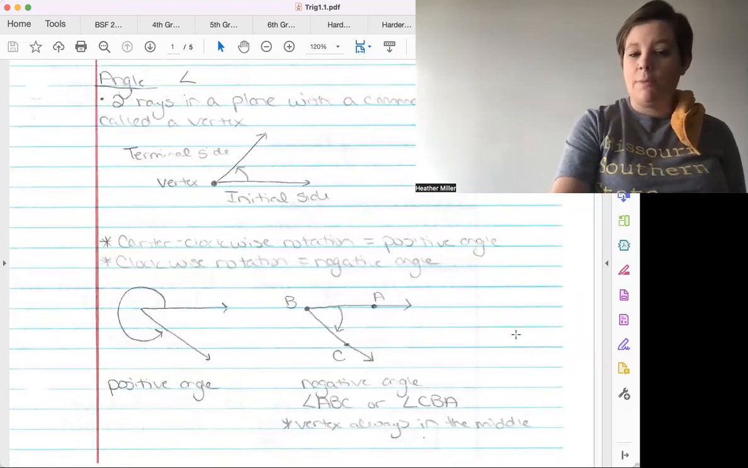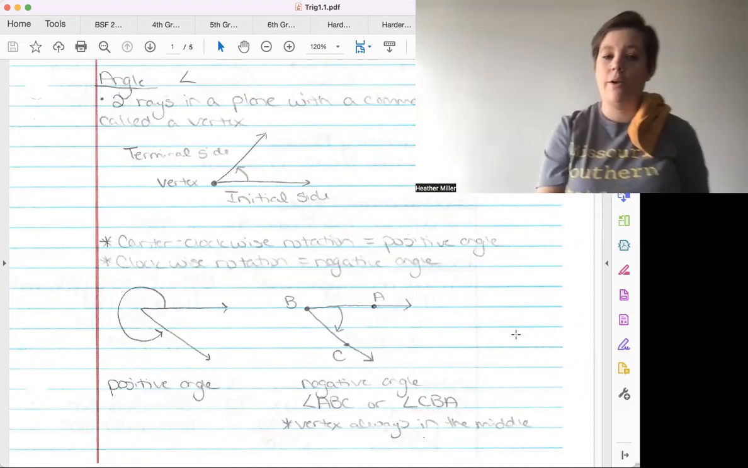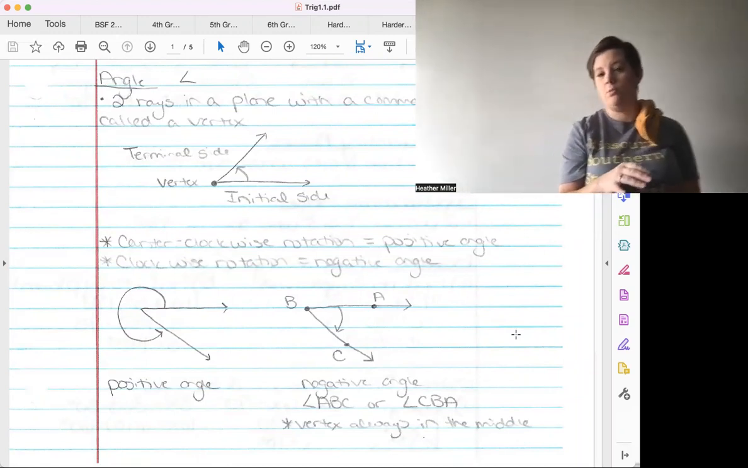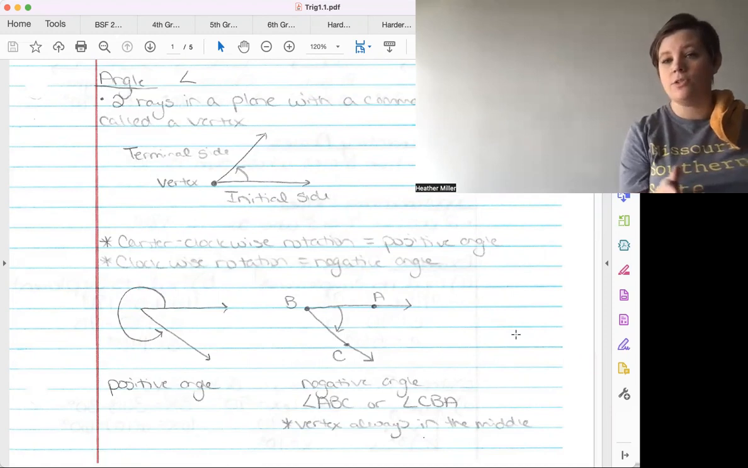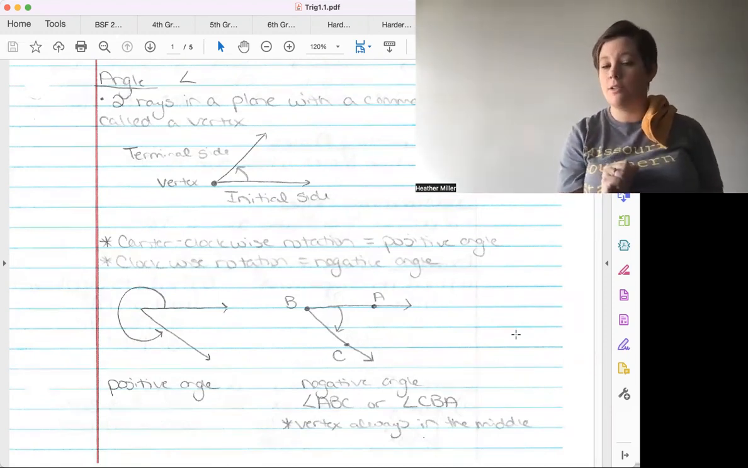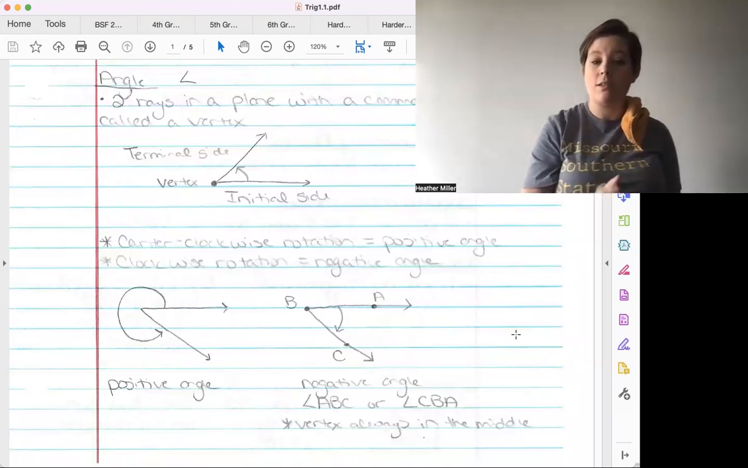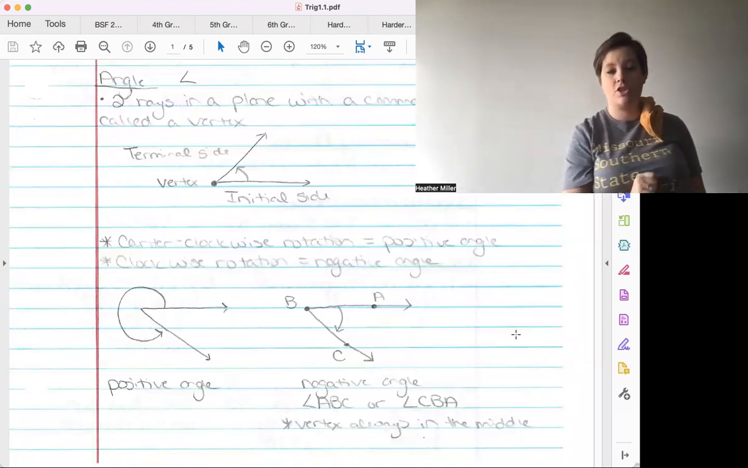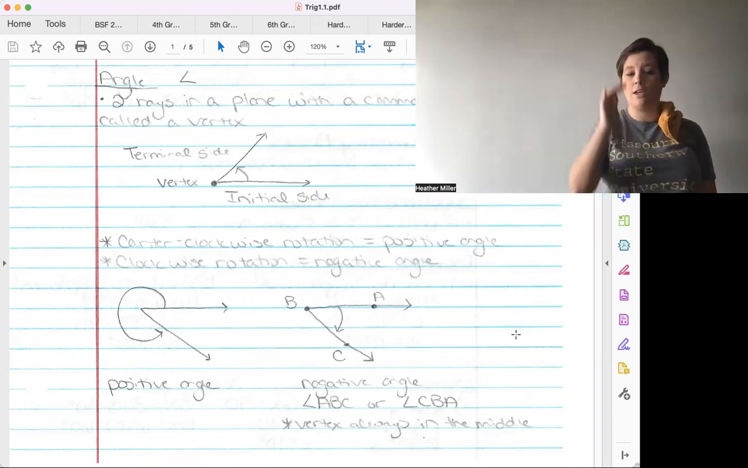We can think about angles as either going counterclockwise in their rotation, which is generally what we think about. We think about things moving counterclockwise, and thus we have a positive angle, or we can sometimes talk about clockwise rotation, which means that we have a negative angle.